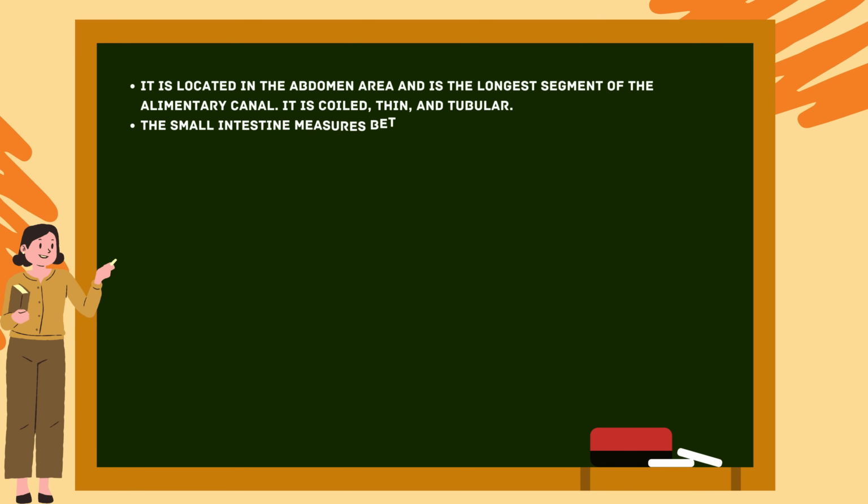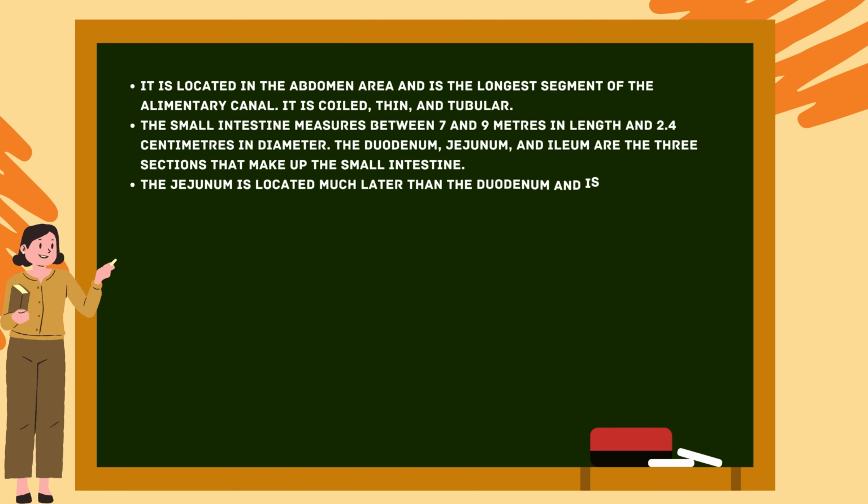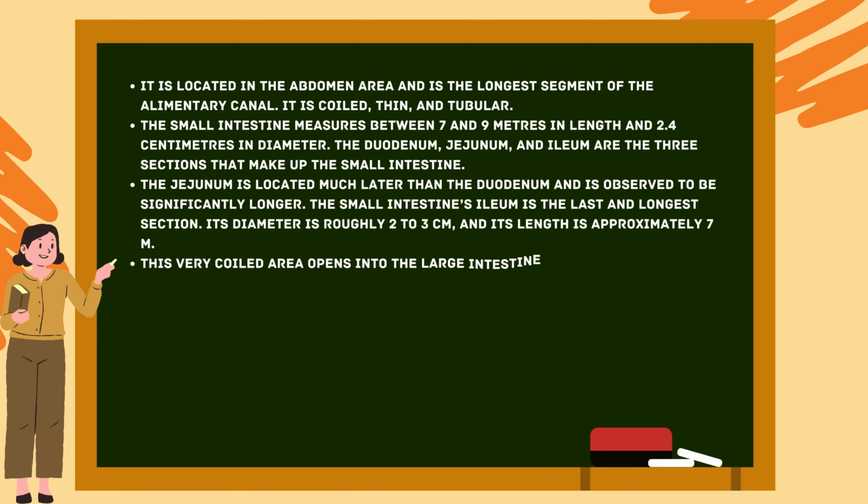The small intestine measures between 7 and 9 meters in length and 2.4 centimeters in diameter. The duodenum, jejunum, and ileum are the three sections that make up the small intestine. The jejunum is located much later than the duodenum and is observed to be significantly longer. The small intestine's ileum is the last and longest section. Its diameter is roughly 2 to 3 centimeters, and its length is approximately 7 meters.